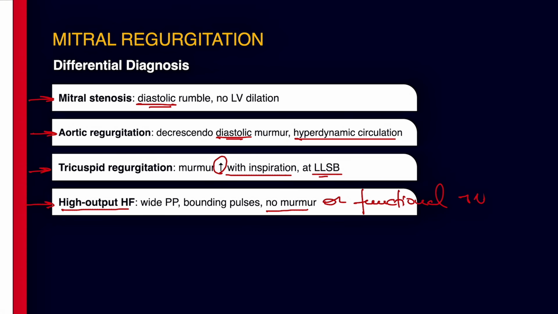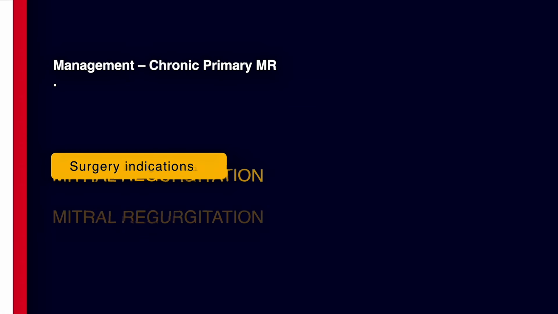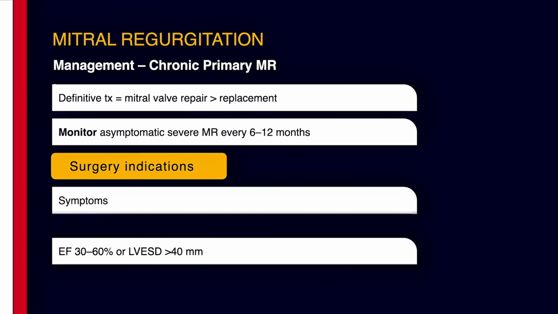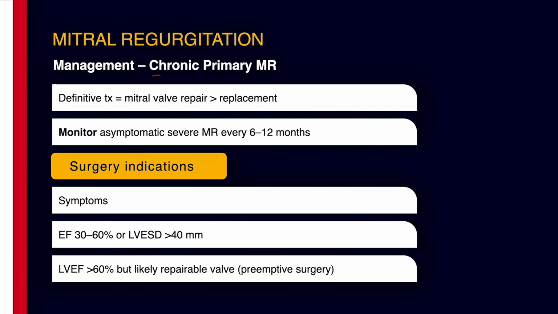All right, let's go. Management of chronic primary mitral regurgitation. This is when the problem is in the valve itself, not secondary to LV dysfunction or anything like that. The definitive treatment is mitral valve surgery, okay? A valve repair is preferred over replacement whenever possible because the repair preserves native anatomy and has better long-term outcomes.